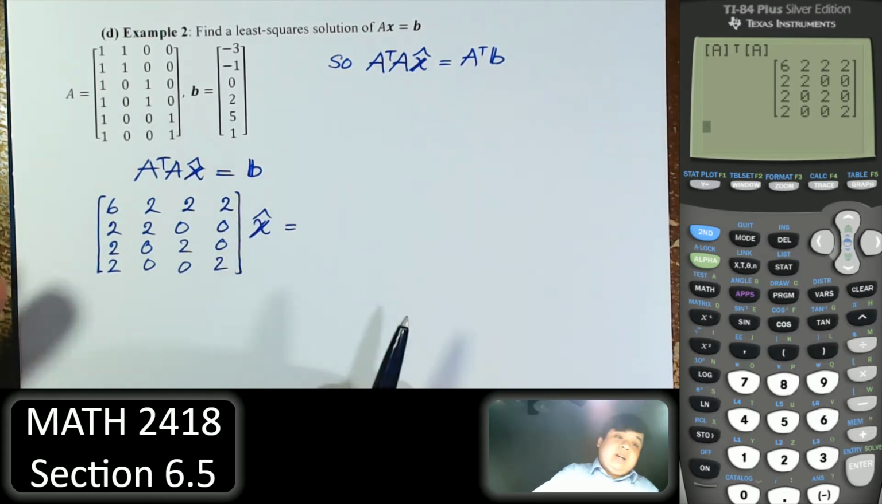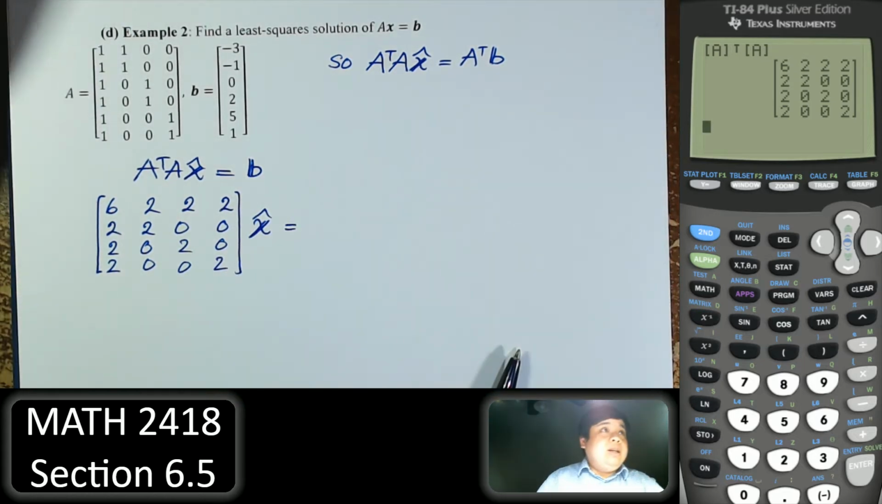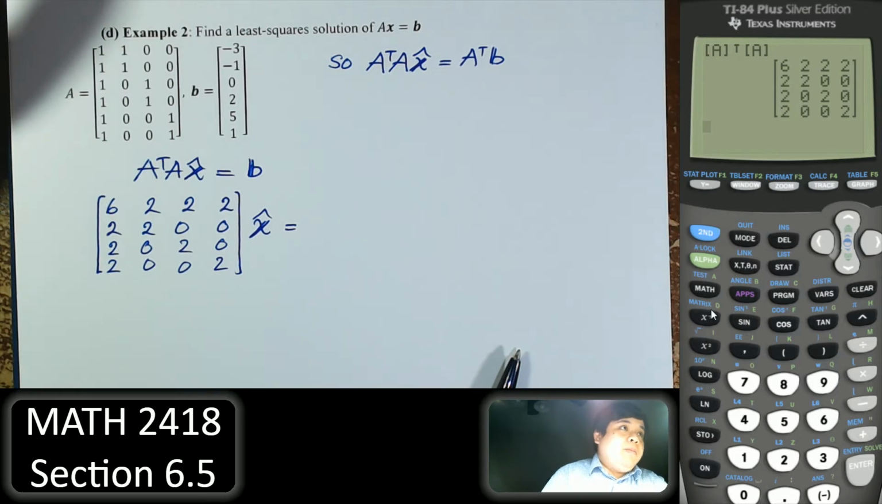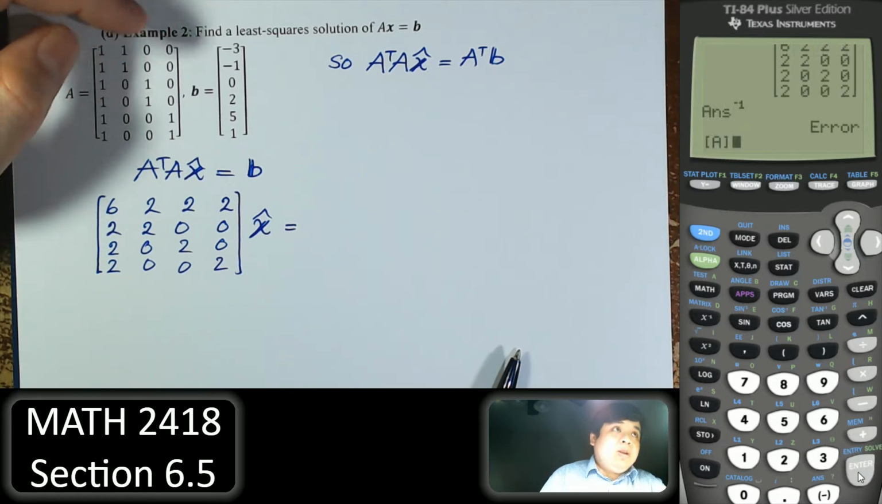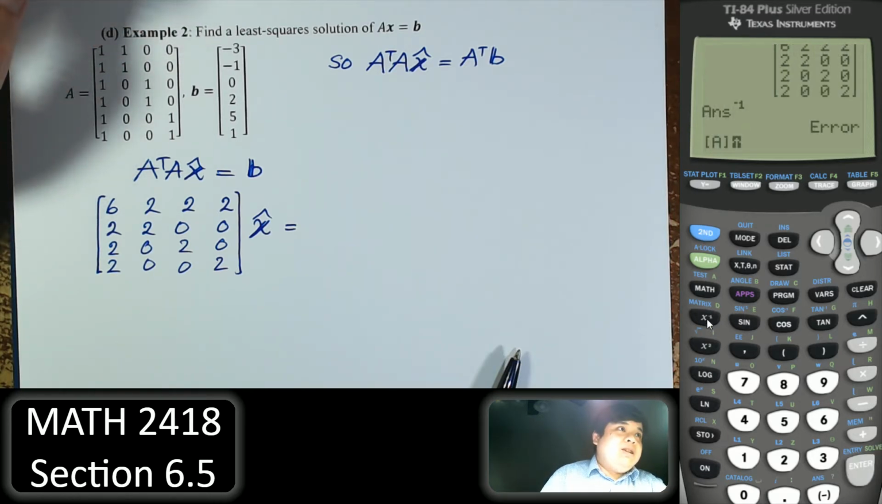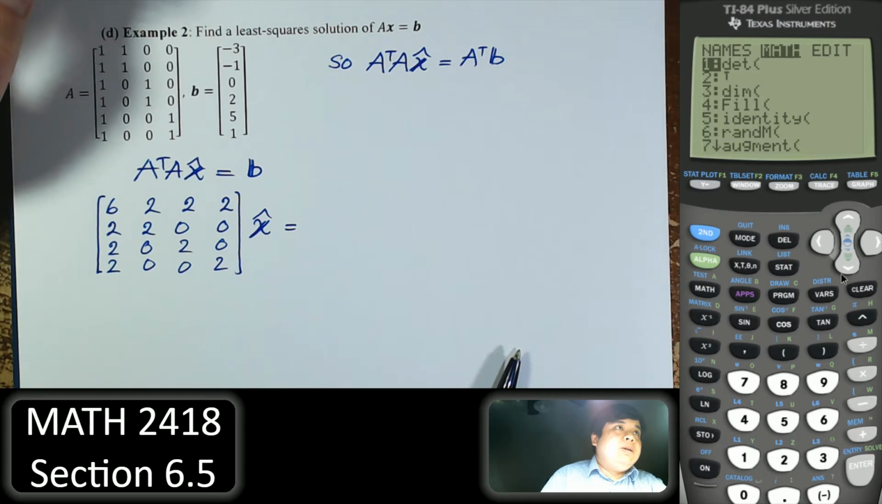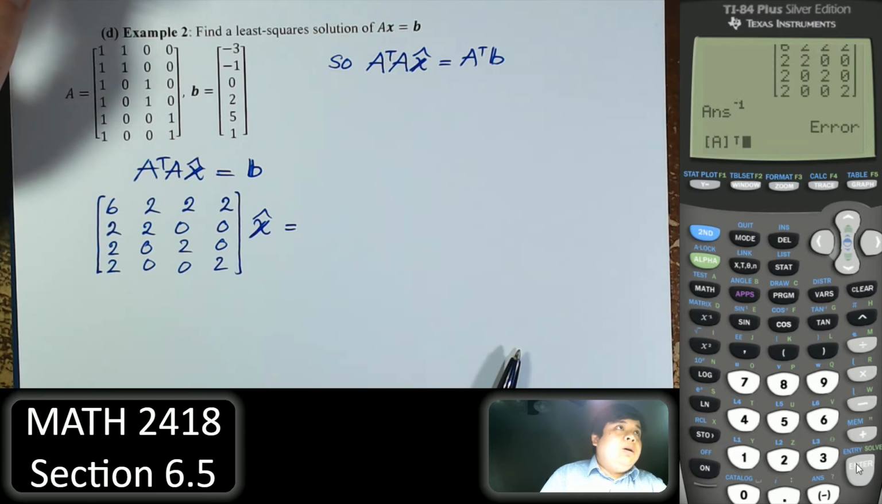X, and then we take A transpose times B. By the way, let's see if this is invertible. It's not. That means we have to do this by hand. Right, so we have the matrix A. I transpose that. Then multiply to the other side.